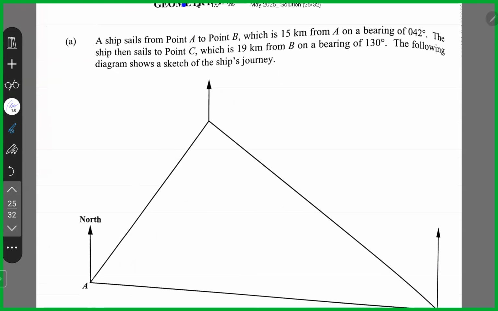from point A to point B, which is 15 kilometers from A on a bearing of 42 degrees.